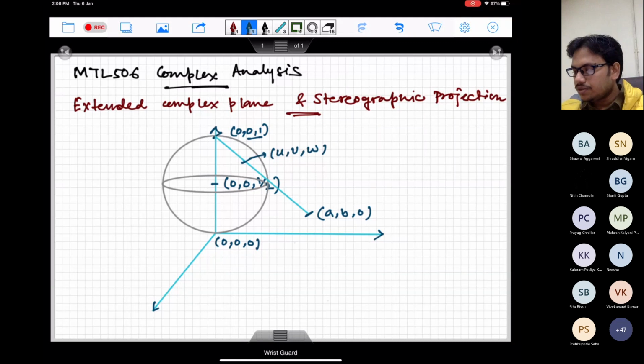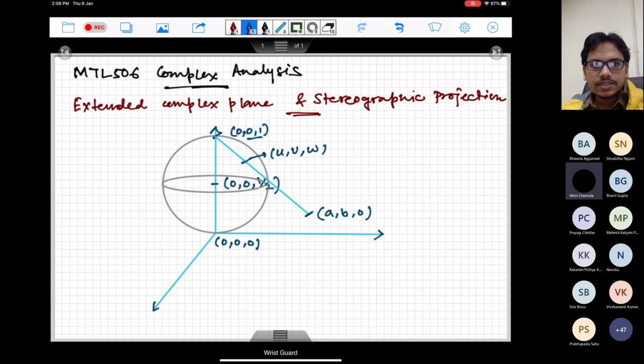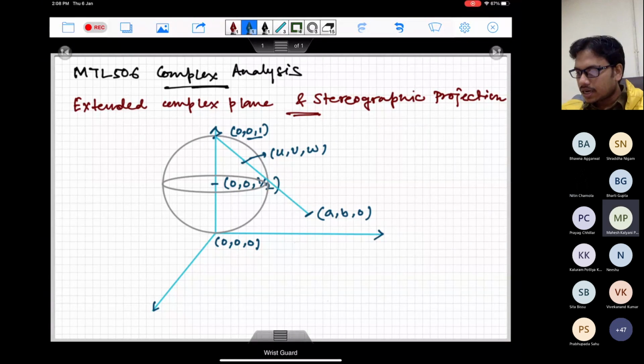Okay, so I have to give you a two-way prescription so that you can identify every point on the sphere except for the North Pole (0, 0, 1) with every other point in the plane R2, or in the complex plane. So is the picture clear about what I'm going to do? Yes, sir.